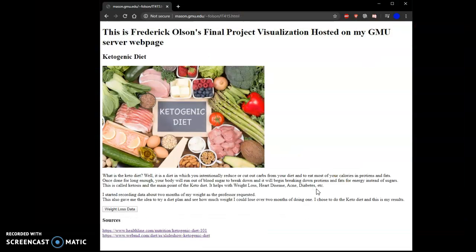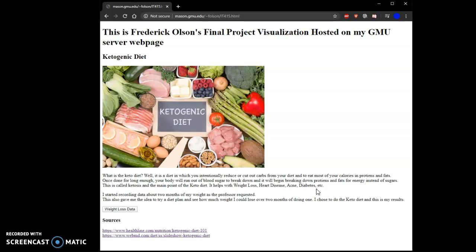Sorry, wrong page. And this is the homepage. You're greeted with the homepage of ketogenic diet description. Why? Because that was the whole point of this project. I decided to go on keto to see what its effect on my weight loss was. And so I briefly describe what it is on the homepage so you can get a better idea of it. And generally, what is the keto diet? Just for a quick summary, it's generally you cut out carbs to eat proteins and fats. And once you do it for long enough, you'll run out of blood sugar and you'll start breaking down all these proteins and fats for energy instead of the sugars, and that's called ketosis. It helps with weight loss, heart disease, acne, and diabetes.